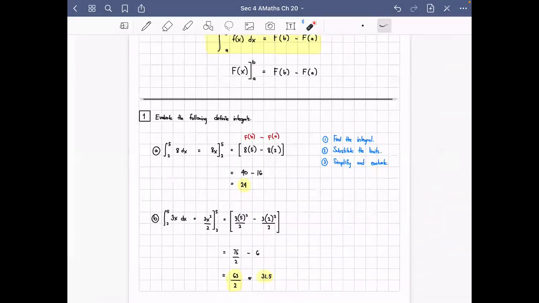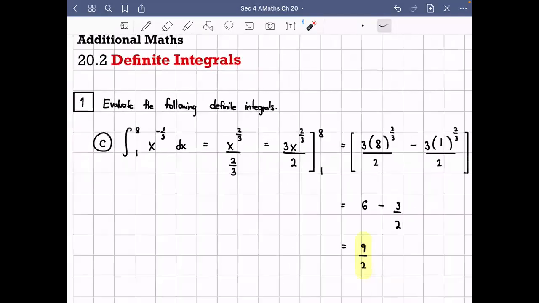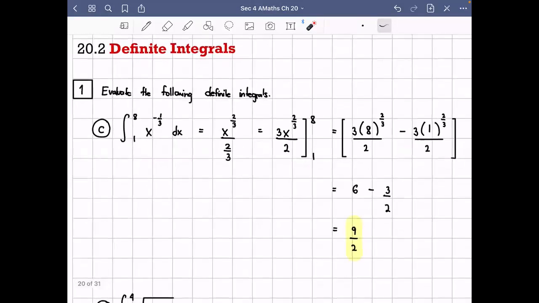Let's have another example. We're here now, so let's have letter C. Given letter C, we find the integral of x raised to negative 1/3 from 1 to 8.